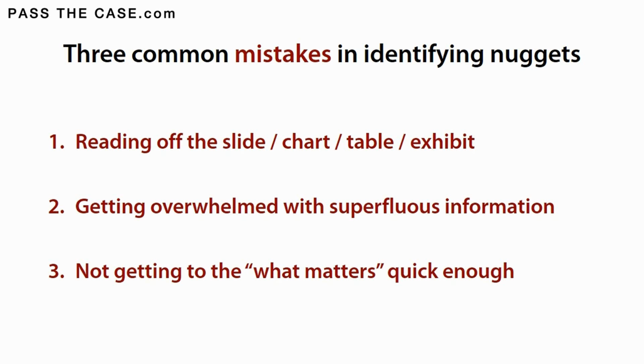The second most common mistake is candidates who get overwhelmed with too much information. Some cases purposely put extraneous information in an attempt to make it harder to identify those key nuggets. The last common mistake is taking too long to get to what matters or getting to the so what quick enough. But don't worry, because I'm going to introduce a framework to help make this process faster.